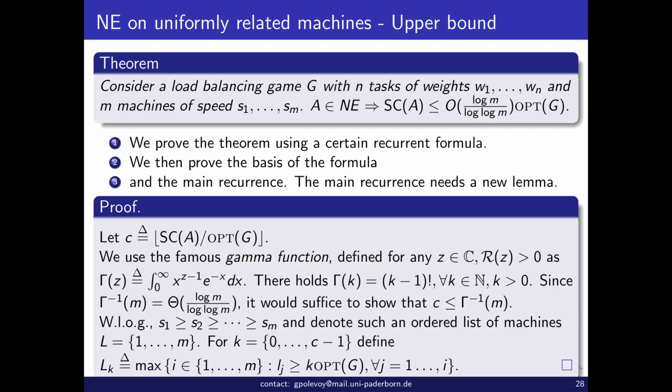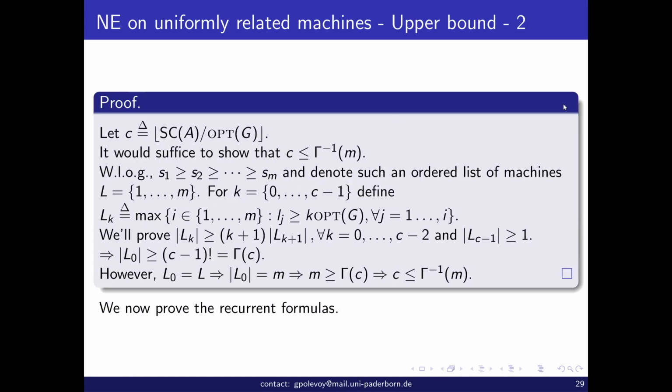So the first theorem is the upper bound. Consider a load balancing game with n tasks of weights w1 till wn, and m machines of speeds s1 till sm. So like we did before, we now actually have different speeds. Then, if an assignment is a Nash equilibrium, the social cost of the assignment is bounded by log m divided by log log m times the optimum. It's a logarithm, and then we take a log of log. So that's basically the bound.